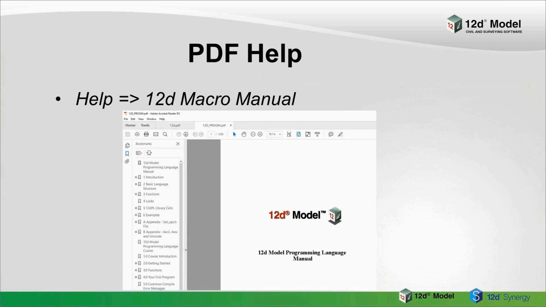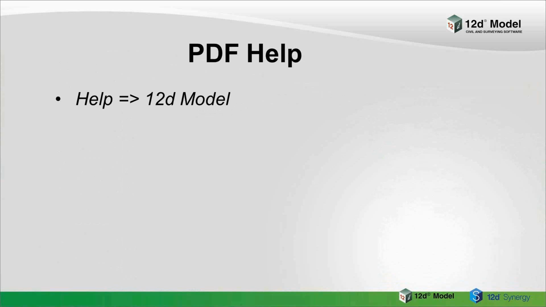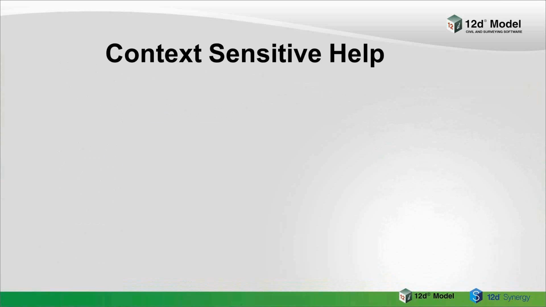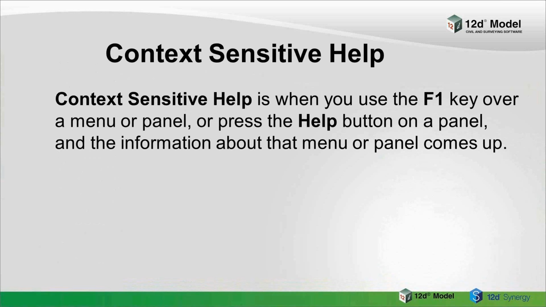So under Help, 12D Macro Manual, which I yet to really always call the Programming Language Manual, it'll come up and give you the PDF of the macro manual. With the Help, 12D Model, that will now come up with the full 12D Model Reference Manual, again the PDF version. But what else is there is this context sensitive help.